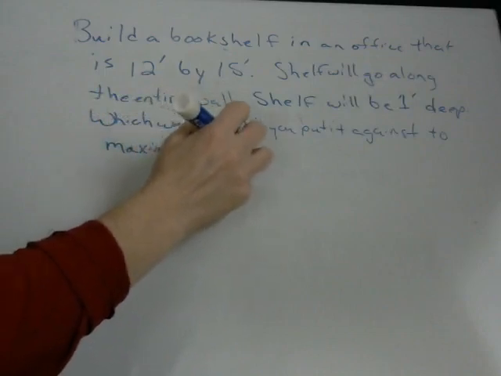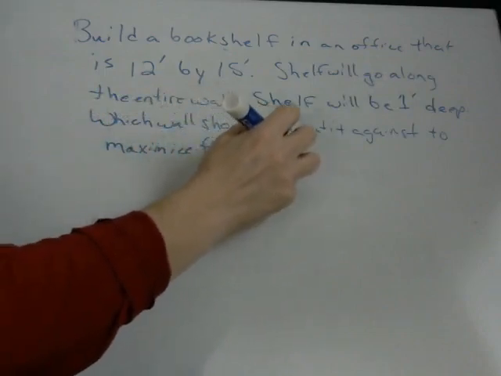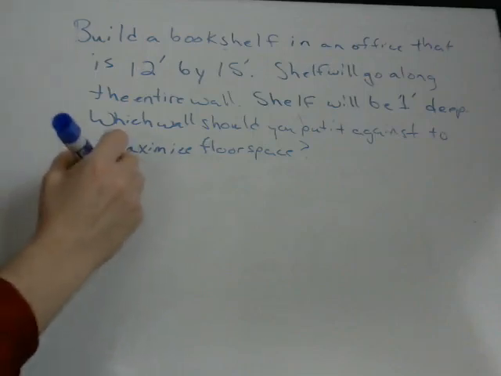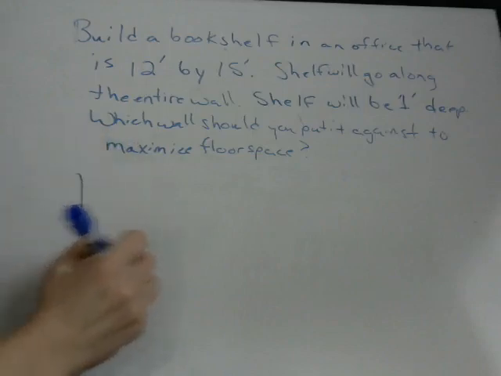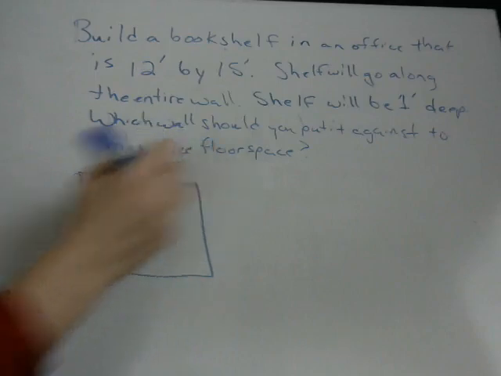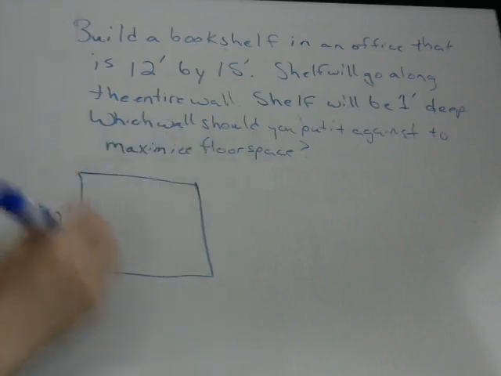So you're most likely going to get some sort of word problem that you're going to have to read through and think about really what they're asking here. So you want to build a bookshelf in an office, and the office is a rectangle. That's the shape of the office. It's 12 feet by 15 feet.